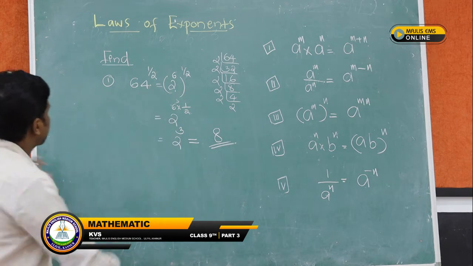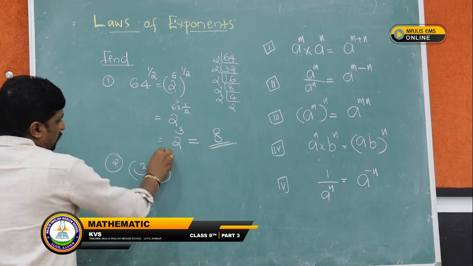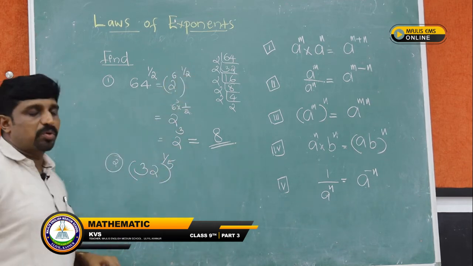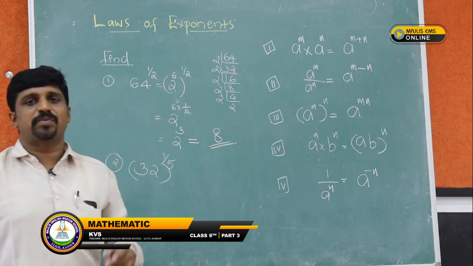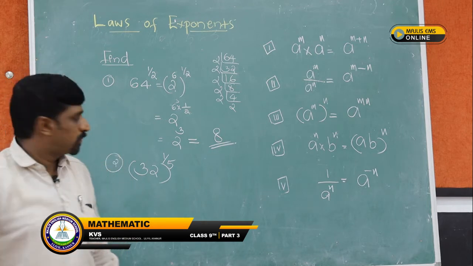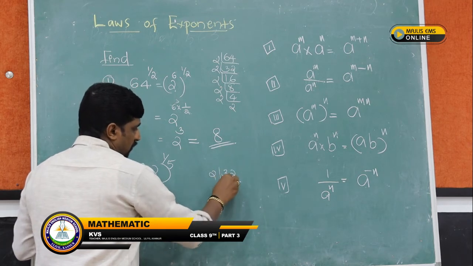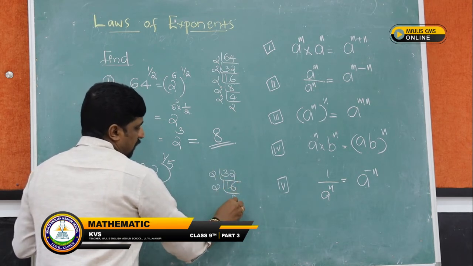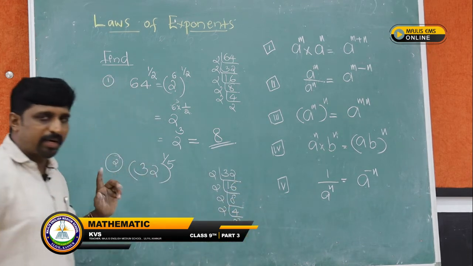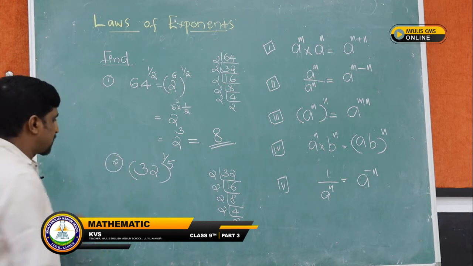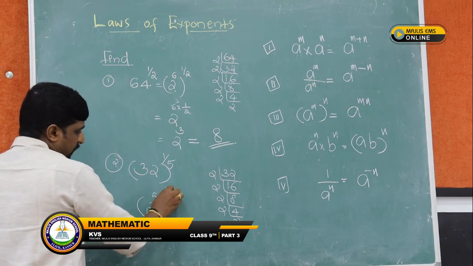Clear? Then the next question is like this: 32 raised to 1 by 5. What do we get? First we factorize 32: 2, 16, 2, 8, 2, 4, 2, 2. How many times is 2 there? 5 times, yes. Then 32 can be rewritten as 2 raised to 5, then all raised to 1 by 5.